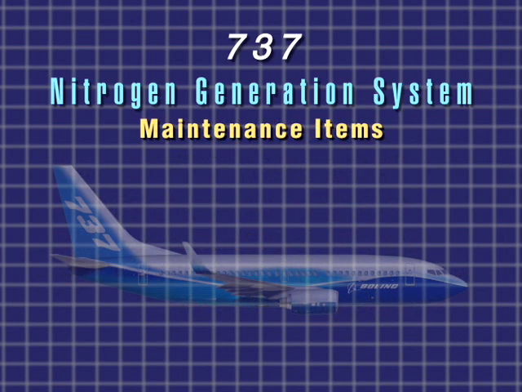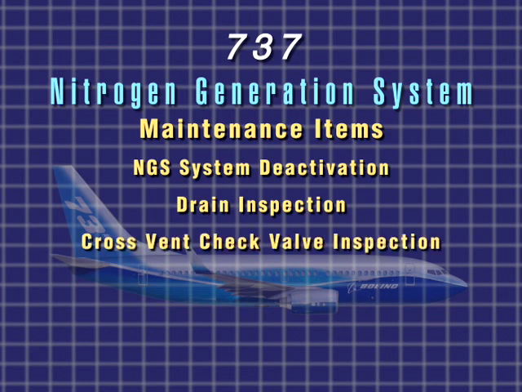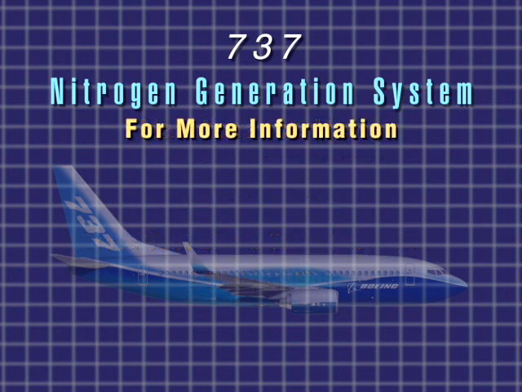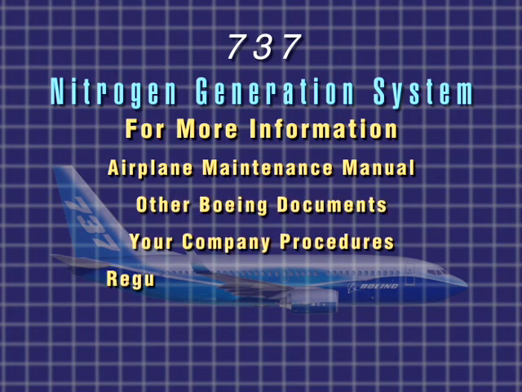Finally, we saw how to deactivate the NGS for dispatch or maintenance, how to check the NEA distribution system for fuel leaks, where to inspect the cross-vent check valve, and the basics of how to operate the BDU. One last reminder. Always remember to see the Airplane Maintenance Manual, other Boeing documents, your own company's procedures, and any related regulatory agency documents for complete, updated information.